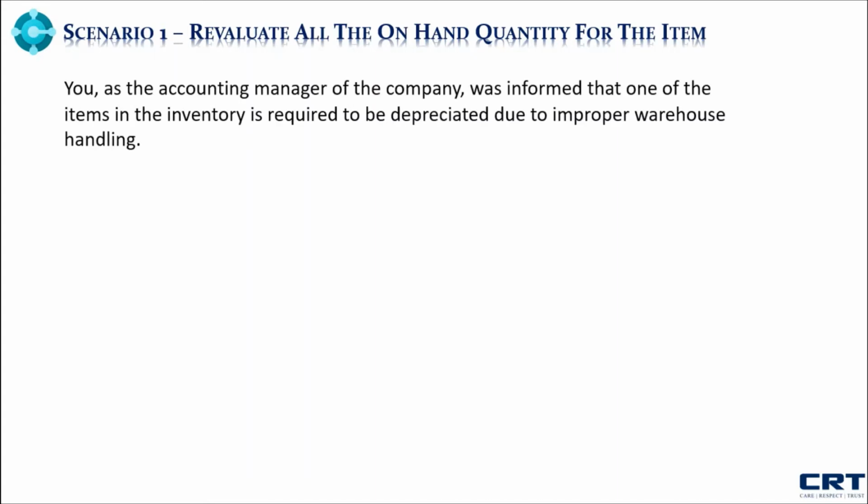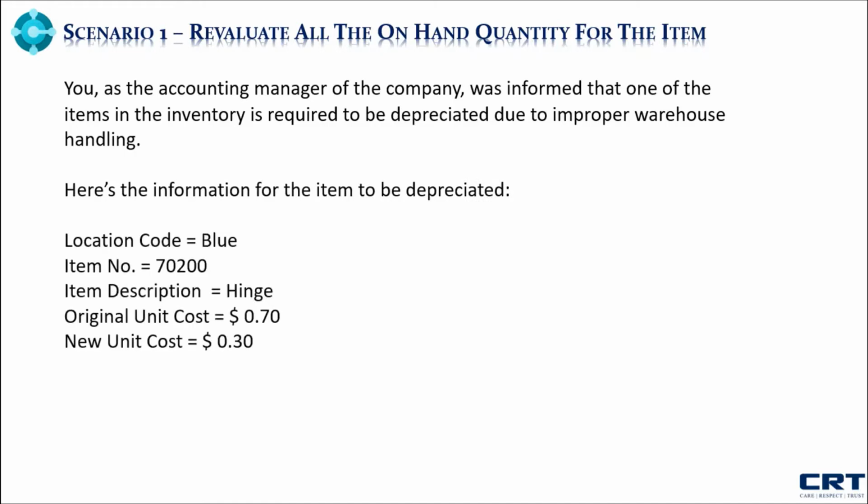But for this demo, we will just go through a very straightforward and basic scenario. Here's the story. You, as an accounting manager of the company, were informed that one of the items is required to be depreciated due to improper warehouse handling, such as rusting or being soaked in water. So here's the information that we will need.